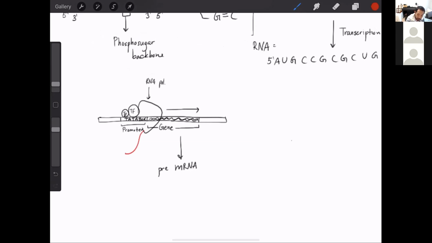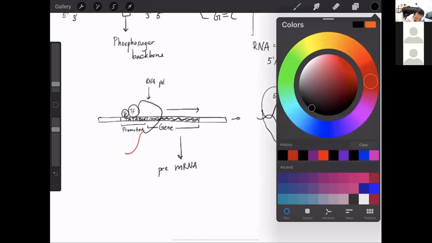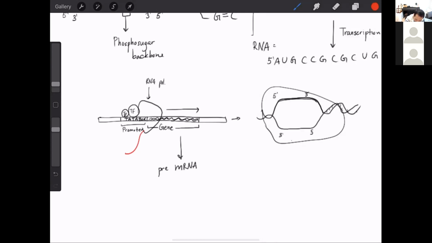Because if we were to zoom in on what's really happening, we have, let's say, the polymerase like this, and the DNA is actually split like this. It's usually going to be about, I don't know, let's say 10 nucleotides at a time. 10 nucleotides at a time. So if I have 5 to 3 prime here, this would be 3 to 5 prime here. And the new RNA is being produced this way, in this direction right there.